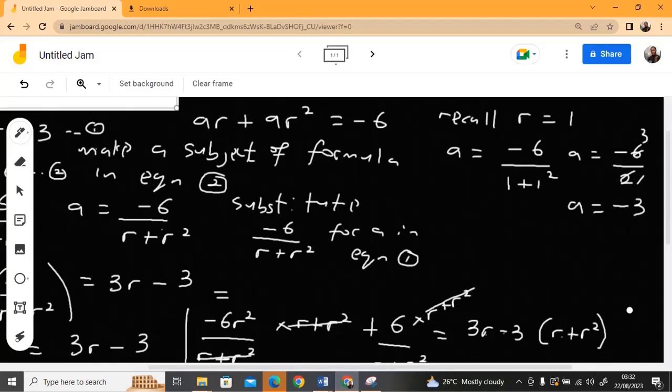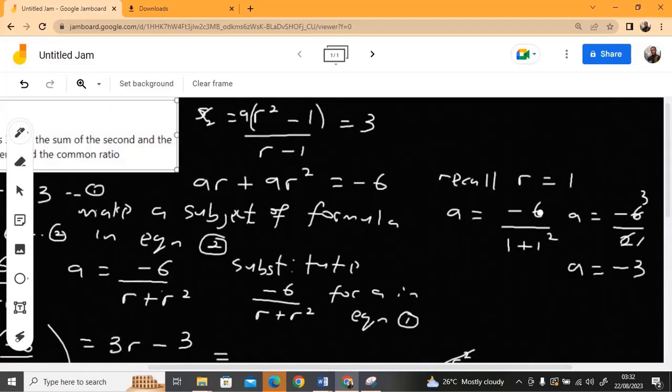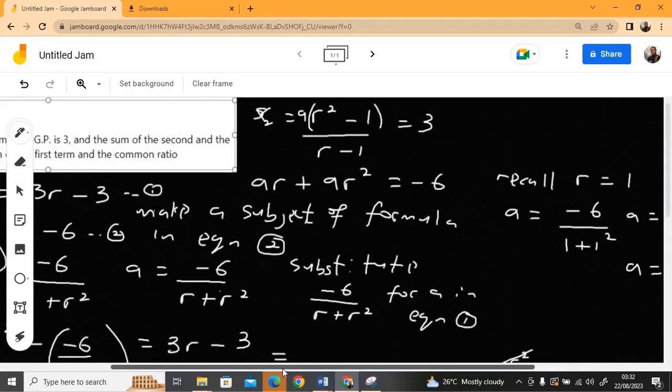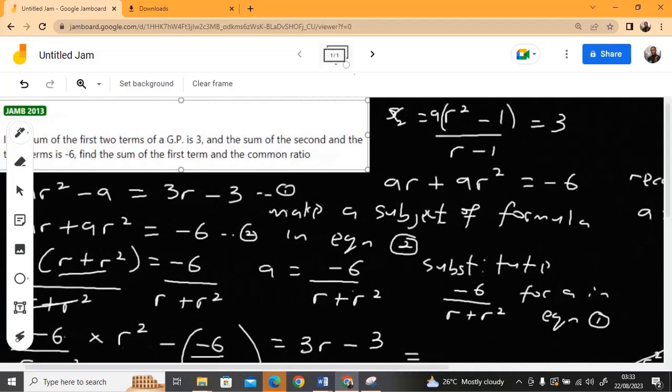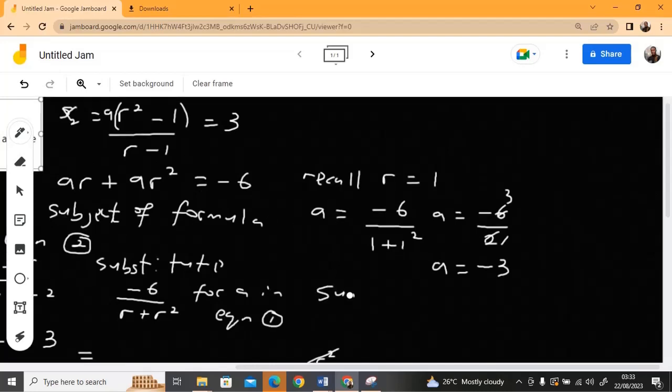According to our question here, they asked us to find the sum of the first term and the common ratio. Now this is very easy. The sum of the first term and common ratio, you know r is 1. So sum, that is the addition of the first term and common ratio, that is a plus r. The first term is minus 3, that is minus 3 plus 1. So your final answer is minus 2. So you can just check this one after the other.